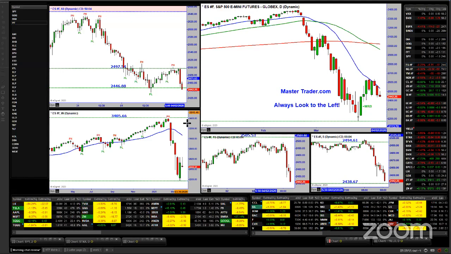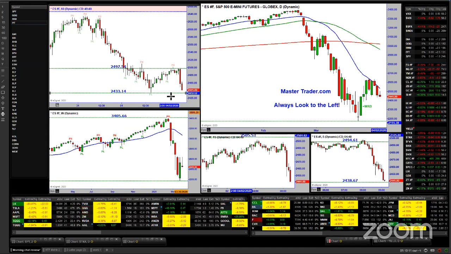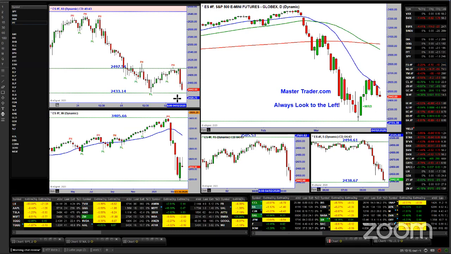And futures, right? Look to the left. Geez, look to the left. Don't need any of that stuff there. Topping tail. Sellers there again. All right, the news comes out. Down she goes. Well, there's the prior swing low, which is where the buyers are going to show up, and we'll see if they can hold it there.